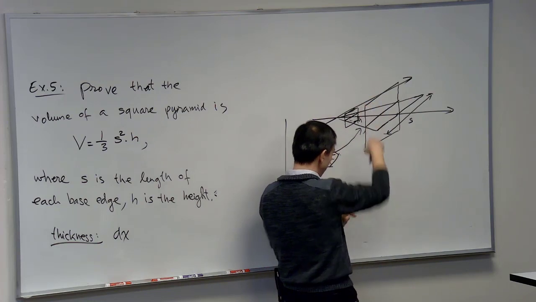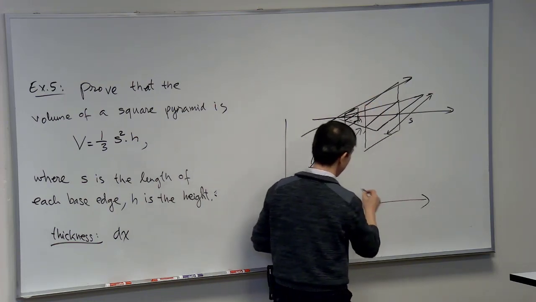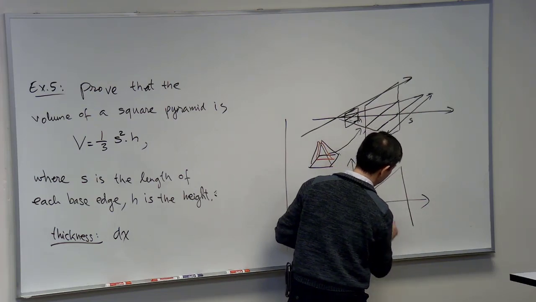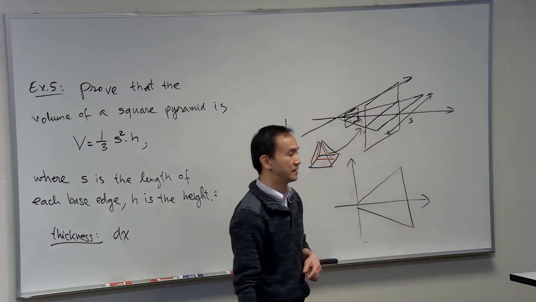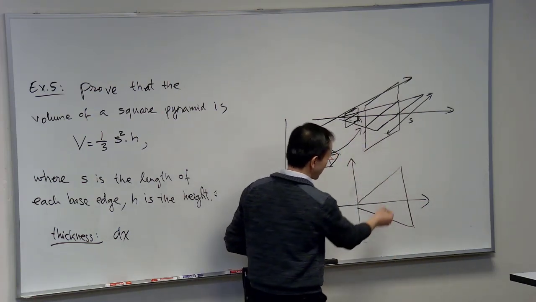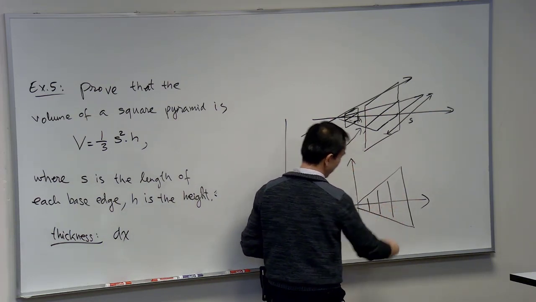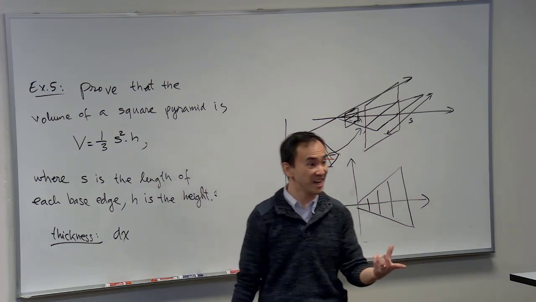Now if you're looking right down on the top here, that base looks like that, right? And the slices go like this. The slices go like this. That's why it makes sense to be a dx for the thickness, right?